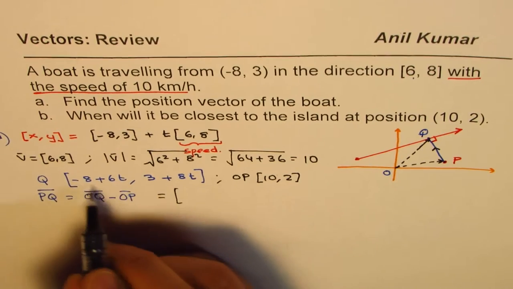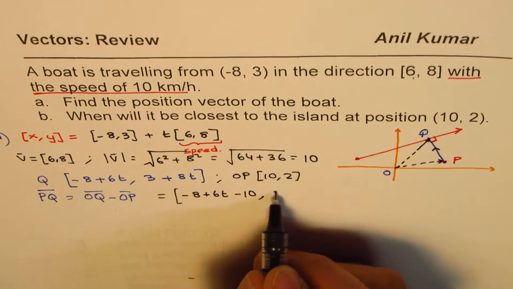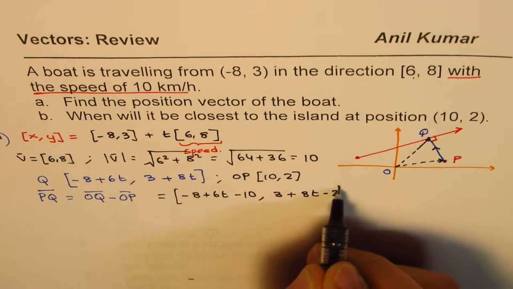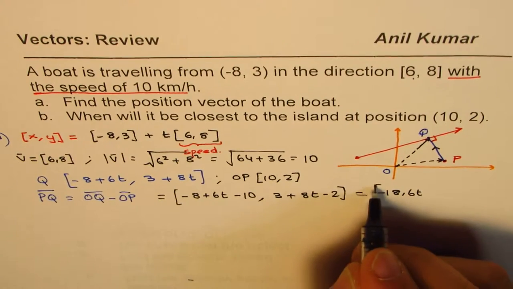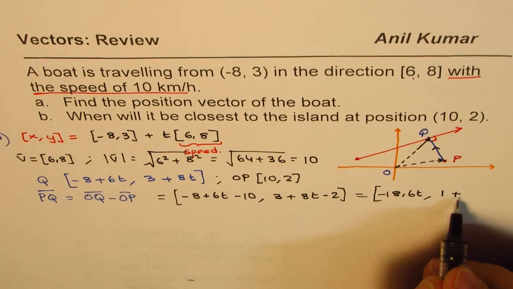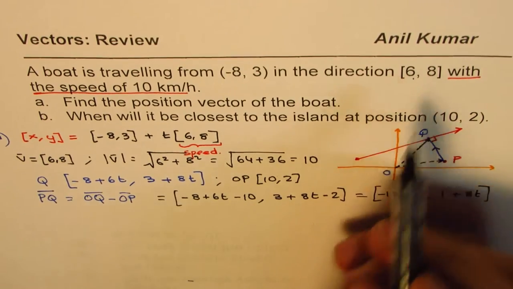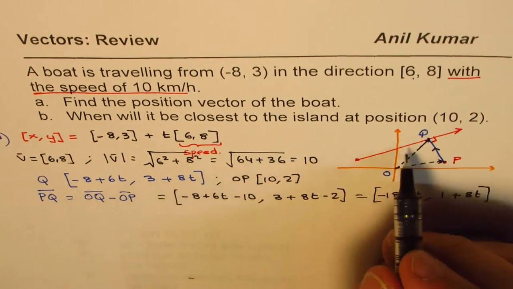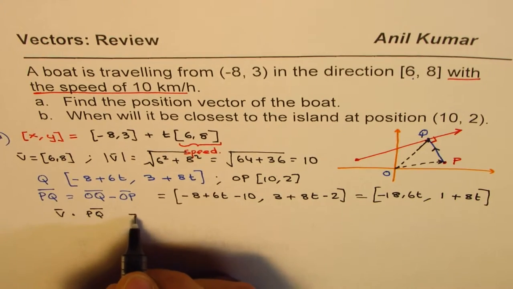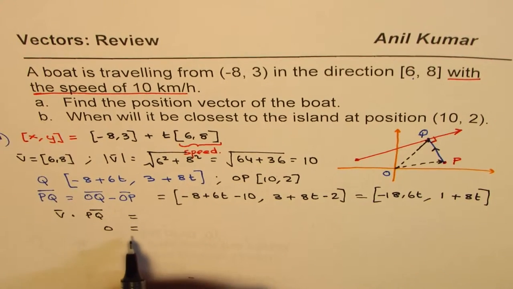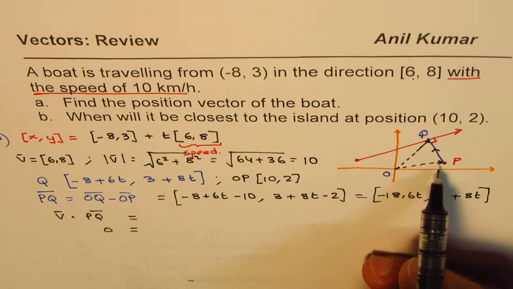So the x value will be -8 plus 6t minus 10, and the y value will be 3 plus 8t minus 2. That is -18 plus 6t, and 3 minus 2 is 1 plus 8t. Correct? So that is PQ. Now, the direction of this is (6, 8). So the dot product of the velocity vector and PQ should be equal to 0. That will help us to find the instant t when the boat is at the shortest distance from the island.